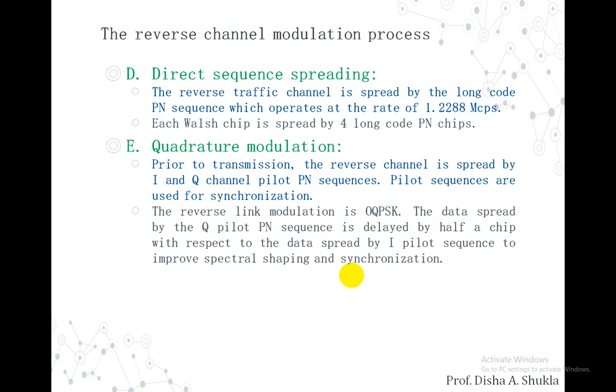The pilot sequences are used for synchronization, and the reverse link modulation is OQPSK. The data spread by the Q pilot PN sequence is delayed by half a chip with respect to the data spread by the I pilot sequence to improve spectral shaping and synchronization. So this is how quadrature modulation is used in the reverse channel.